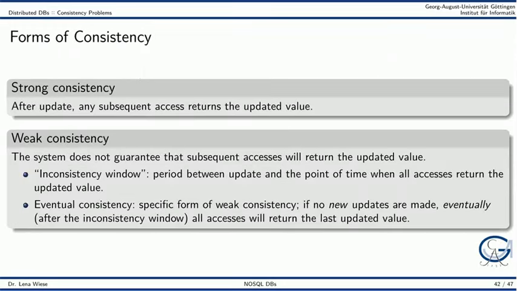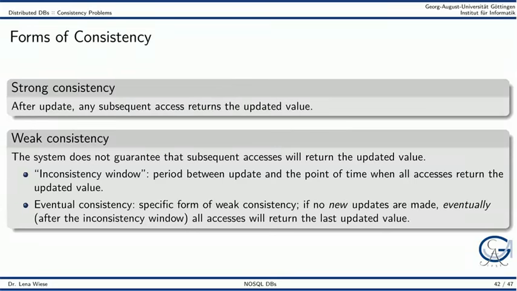Strong consistency is really hard to achieve in a distributed system, in particular in terms of availability of the system. As already mentioned, if after an update any subsequent access returns the updated value, read accesses must be blocked, which reduces the availability of the system. Hence, to improve availability, it might be worthwhile to consider weaker notions of consistency.